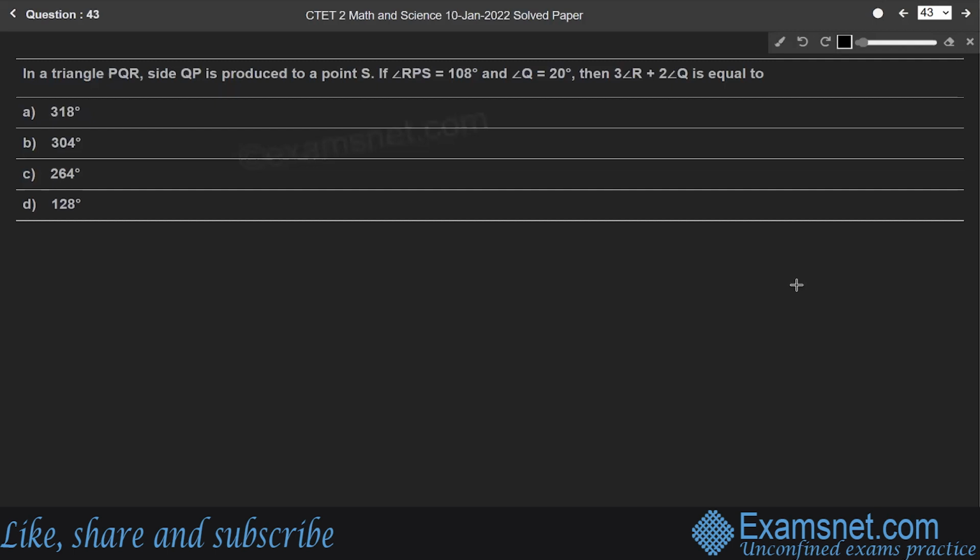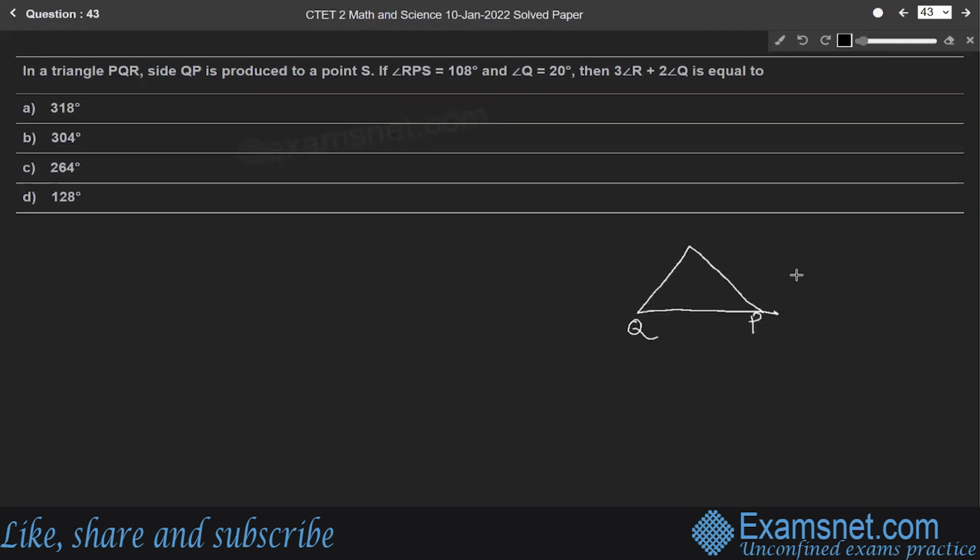Question 43. In a triangle PQR, side QP is produced to a point S. If angle RPS is equal to 108 degree and angle Q is 20 degree, then 3 times angle R plus 2 times angle Q is equal to. Consider a triangle PQR, where QP is produced to a point S such that angle RPS is equal to 108 degree, angle Q is 20 degree. So we have to find 3 times angle R plus 2 times angle Q.